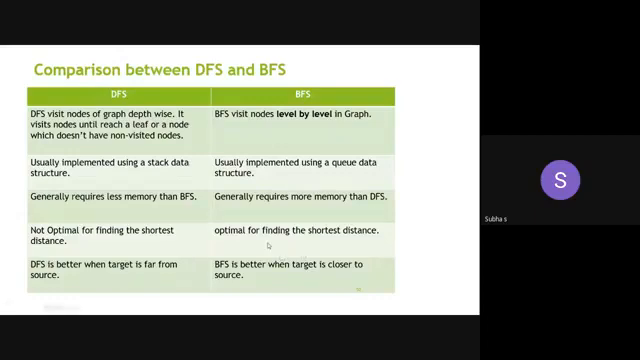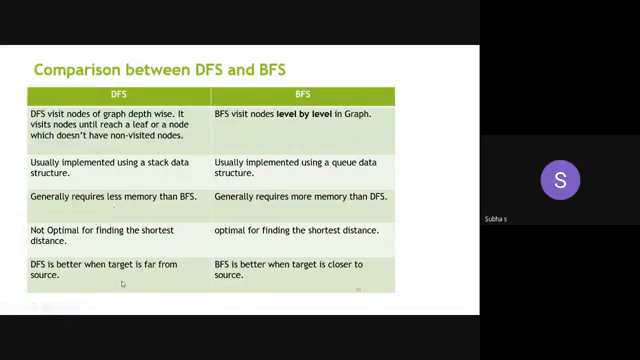But the issue in DFS is that it is not that optimal. Optimal means the best solution for finding the shortest distance for a large number of vertices. If I have more vertices and I have to find the shortest distance, better go with BFS. But in some situations we can use DFS also.